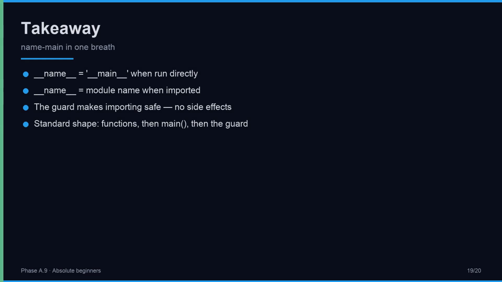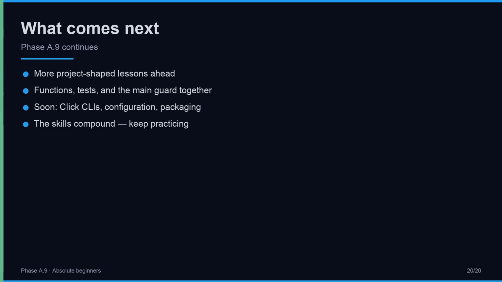Say each out loud. In one breath, Python sets __name__ automatically. Run a file directly and it equals the string "__main__". Import the same file and it equals the module name. The if __name__ equals main guard lets the file run its script work only when launched directly, never when imported. That keeps imports clean, makes tests safe, and lets one file serve as both a script and a library. Almost every real Python file ends with the guard for exactly this reason. Two paths, one guard.